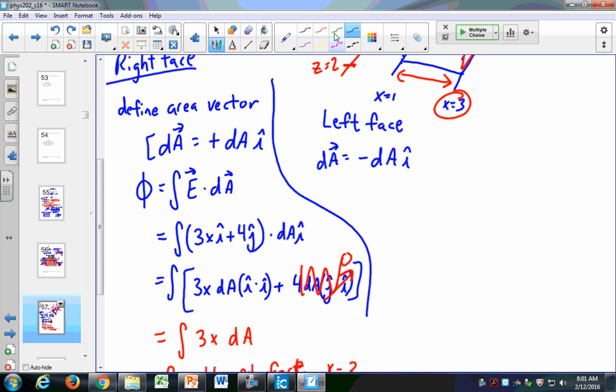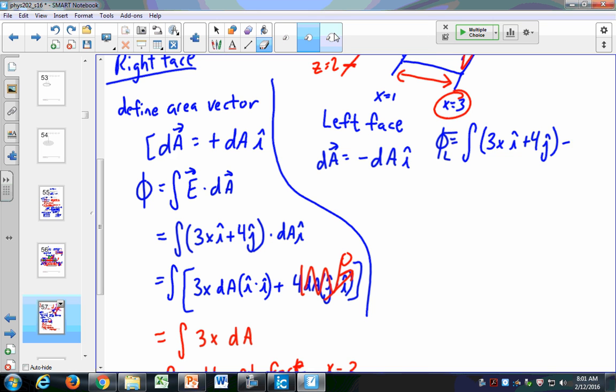And then we do the same thing. We say that our flux is equal to the integral of E dot dA, which is going to be, this is our flux on the left face, 3x i plus 4 j dotted with negative dA i.